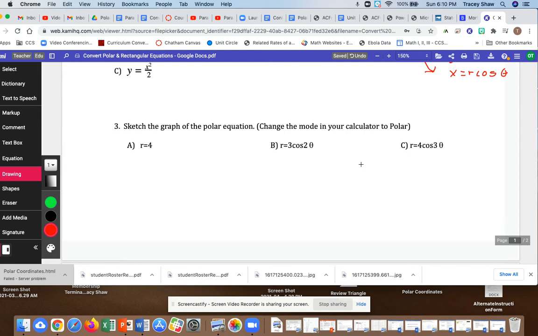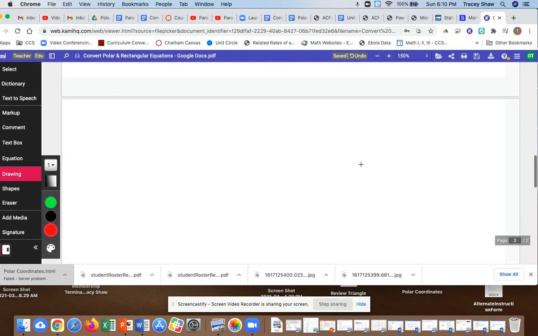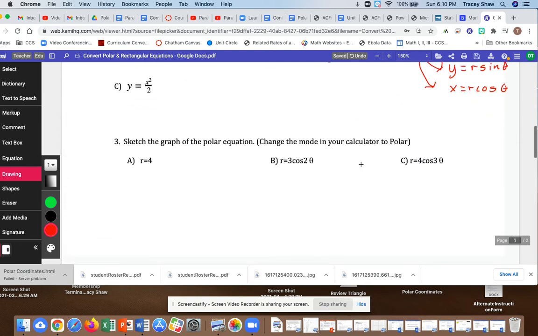3, sketch the graph of a polar equation. Change the mode in your calculator to polar. All right. Now, I do not have a graphing calculator on the computer. I could use Desmos, but I'm going to actually walk you through what you do in your graphing calculator, the TI-84.